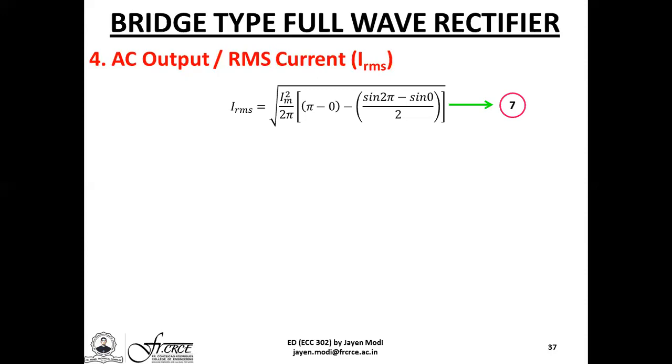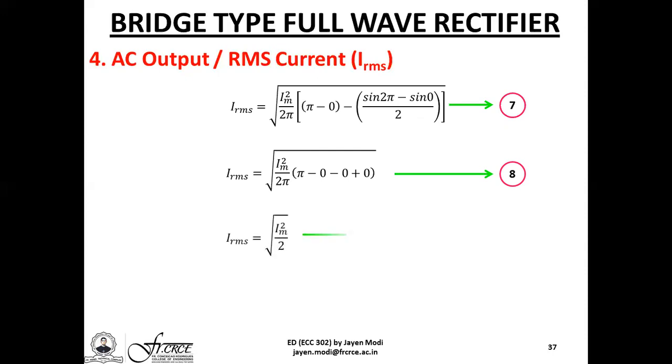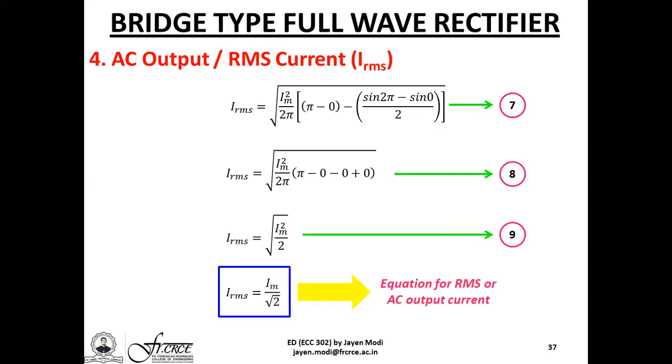And if we solve the limits further, we get IRMS is equal to square root Im square upon 2 pi brackets open pi minus 0 plus 0, which finally puts it down to IRMS is equal to square root of Im square upon 2. So this finally settles down to IRMS is equal to Im upon root 2, an equation exactly similar to the RMS value of the AC output voltage, where in the earlier case we all saw that Vrms was equal to Vm upon root 2.